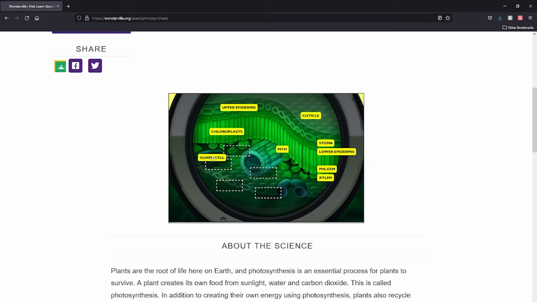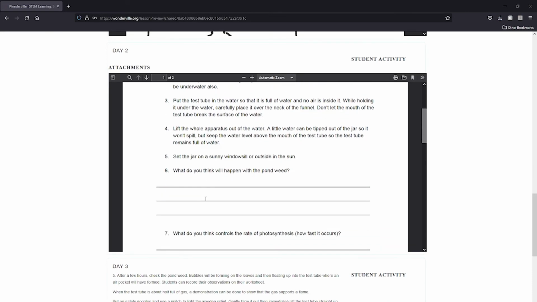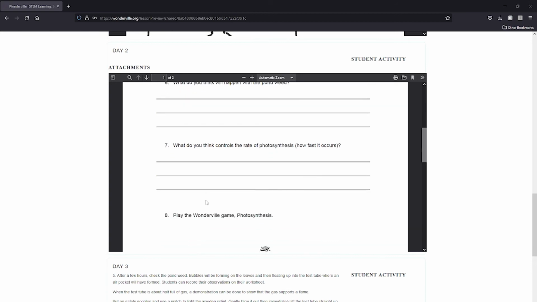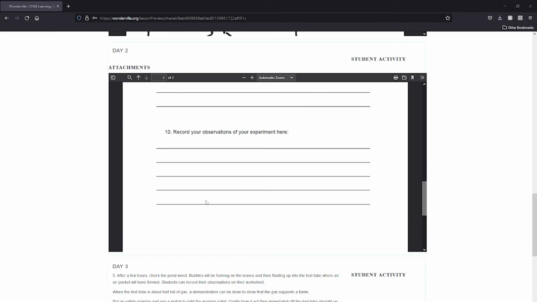Finally, we challenge students with a fill-in-the-blank activity as they work to identify the anatomy of a leaf. This resource is supported by an optional, ready-to-teach lesson, helping students get creative as they design their own comic strip to demonstrate the power of photosynthesis.